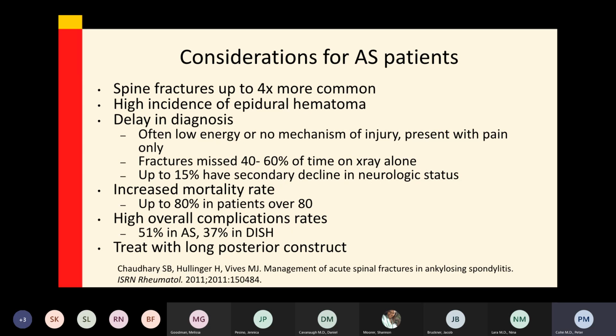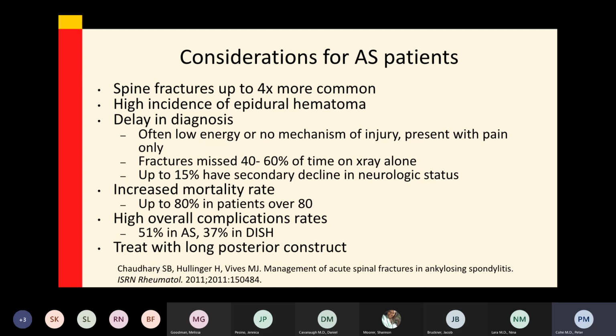And up to 15% of these patients will actually present with a secondary decline in neurologic status sometime after their initial injury. The mortality rates are particularly high in these patients, up to 80% in patients over 80. And there's overall high complication rates regardless of your treatment in both patients with ankylosing spondylitis and with DISH.